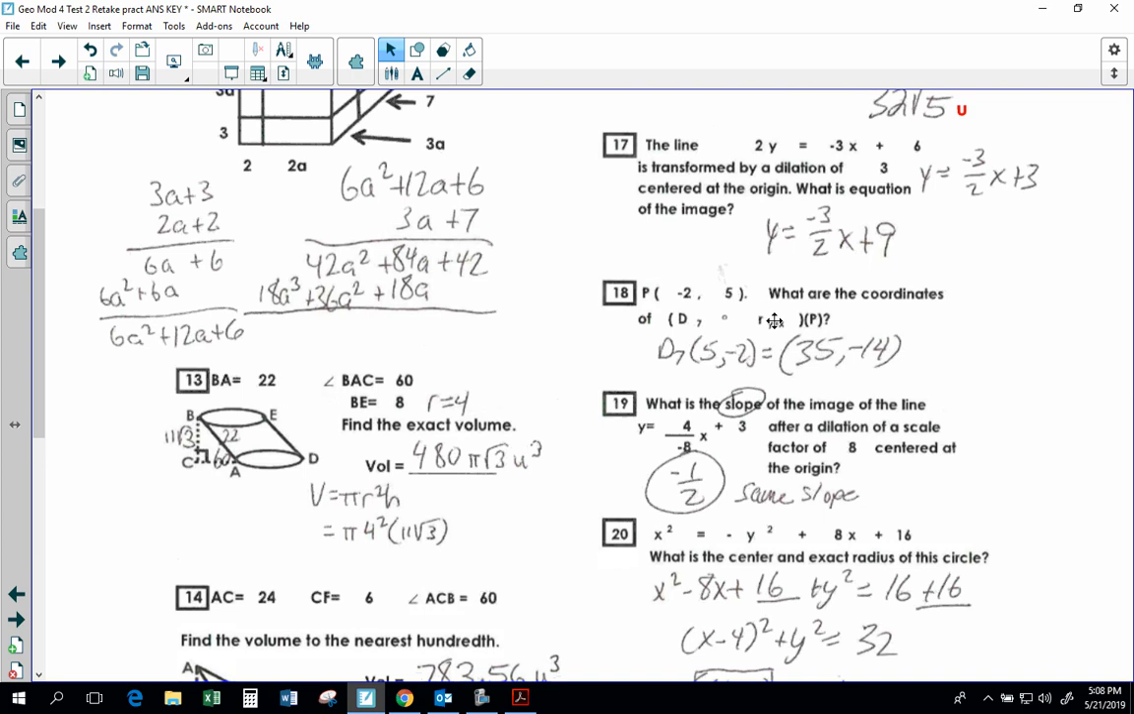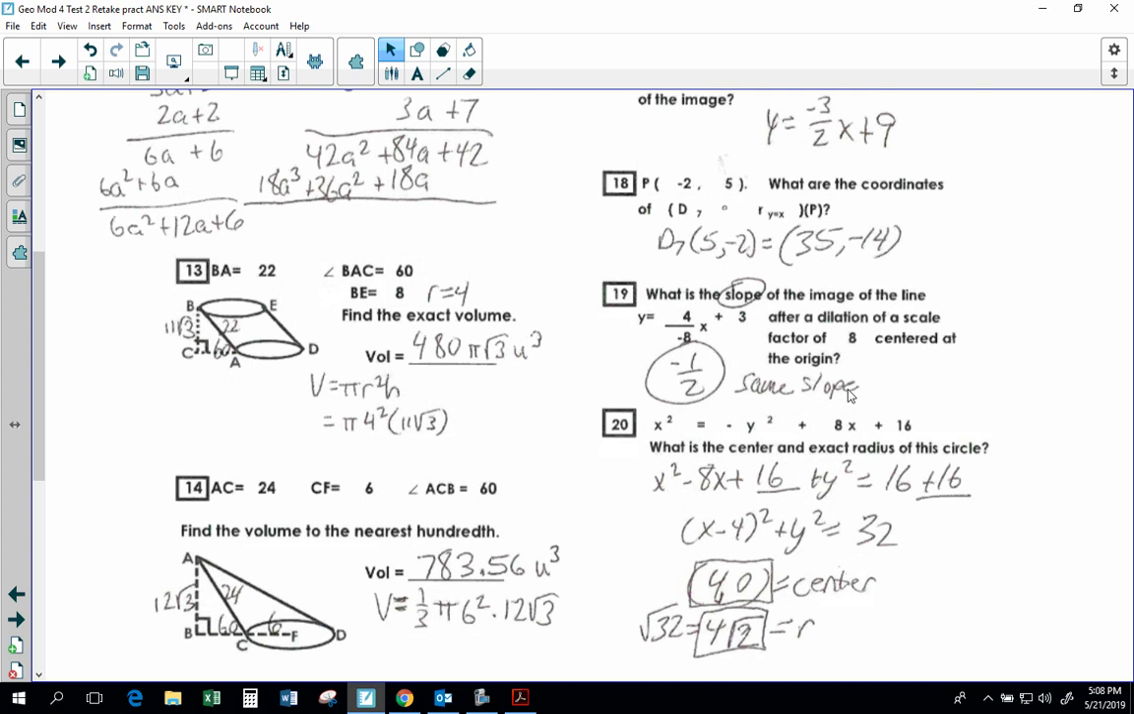When you reflect over the line y equals x, it switches the x and y coordinates. So now I have 5, negative 2. Now I apply the dilation to it. Very simple. I'll just take that 7 and multiply by both of those, and you get positive 35 comma negative 14. There's my answer. Nice and simple there. All right.